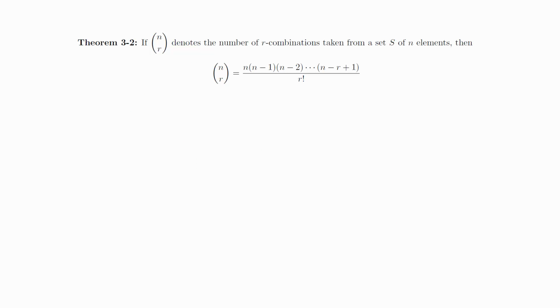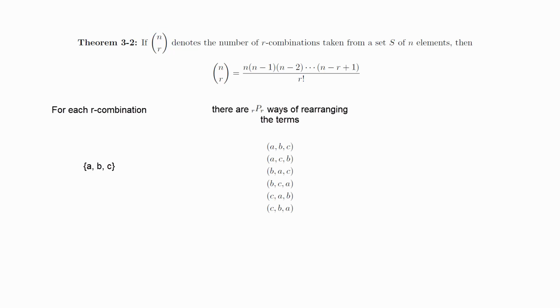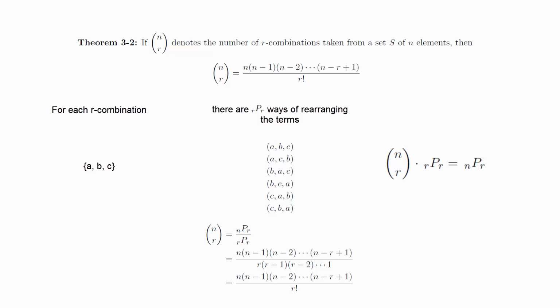In fact, this idea is applied directly into the next theorem, which provides a formula for computing the number of r-combinations from a set S. This symbol is read n choose r. For each of the n choose r different r-combinations, we can generate r permute r different r-permutations. Therefore, we must have this equation. Upon rearranging this and substituting the formula from theorem 3-1, we get the desired result. The symbols n choose r are also known as the binomial coefficients and are extremely important in combinatorics.